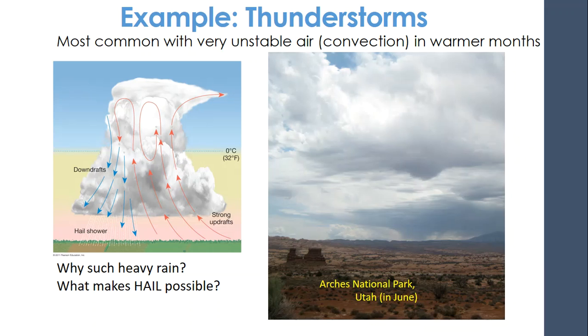And so just to talk about thunderstorms, which is most common with very unstable air when you get this convection in these warmer months. So again, this is what makes hail possible or really heavy rain. You get this really strong updraft, this really humid air that rises really, really fast above to a point where the air is freezing, and then it comes down really, really fast. You can also get kind of big thunderheads that don't necessarily result in hail.